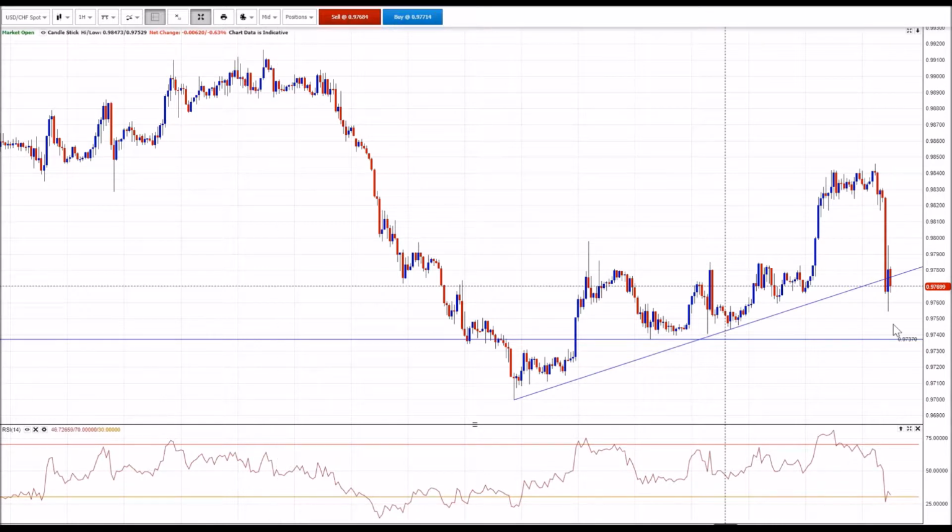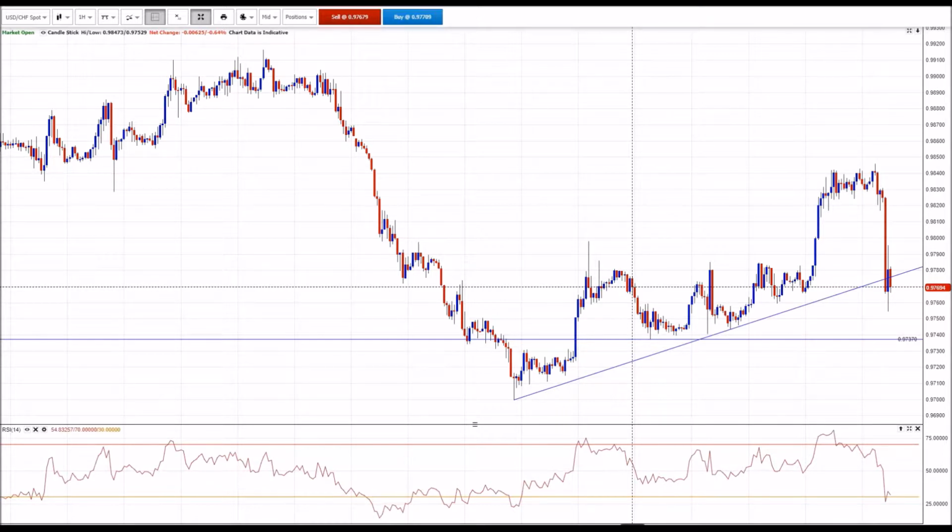So ideally, I would be wanting to get in around about this sort of area to have my stop loss the other side of 97. So for me, I'd need to be a little bit patient on this one. But I think dollar Swiss is an interesting one to keep an eye on. Right, that's a bit about trading pullbacks and looking at currencies.